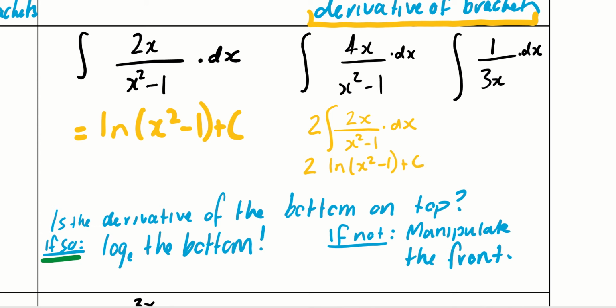So let's just manipulate something out the front. Same as this one. Is the derivative of the bottom on top? No. Write what you want it to be. I want that to be the question. It's not though. So what do I have to put out the front? When I multiply it in here, I get 3. I need to put a third out the front. So now I have a third log the bottom plus c.